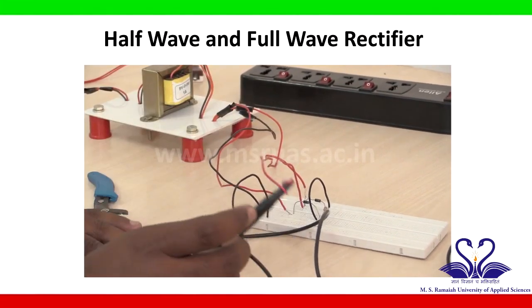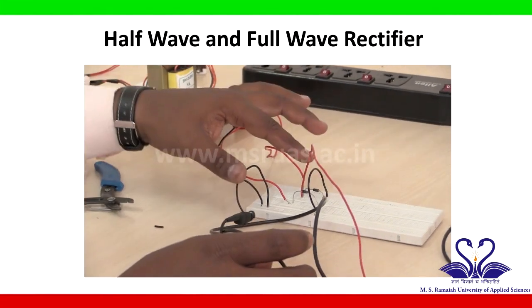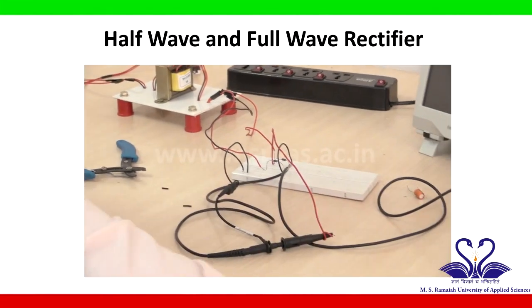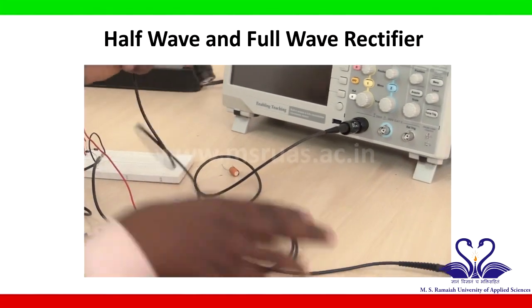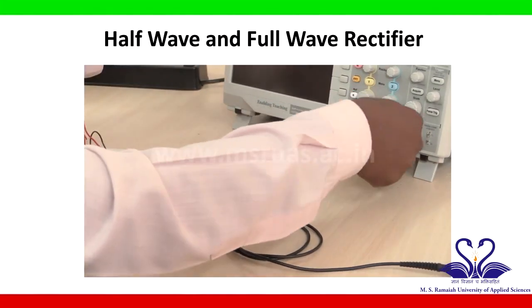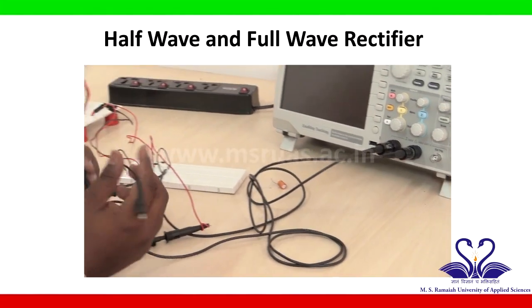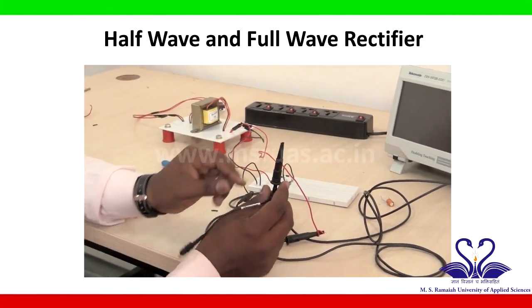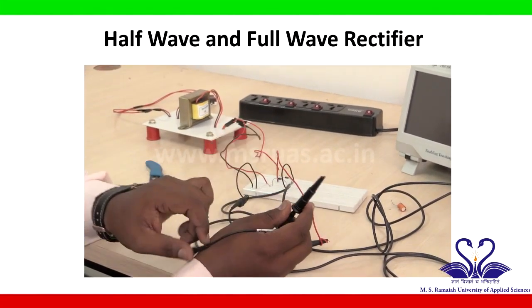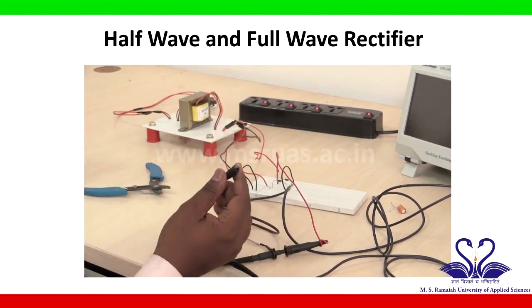Now I have connected channel 1 probe to the input. I will take one more probe, which is connected to channel 2, and I will connect this probe to the output. So, this is the channel 2 positive and this is the channel 2 negative.